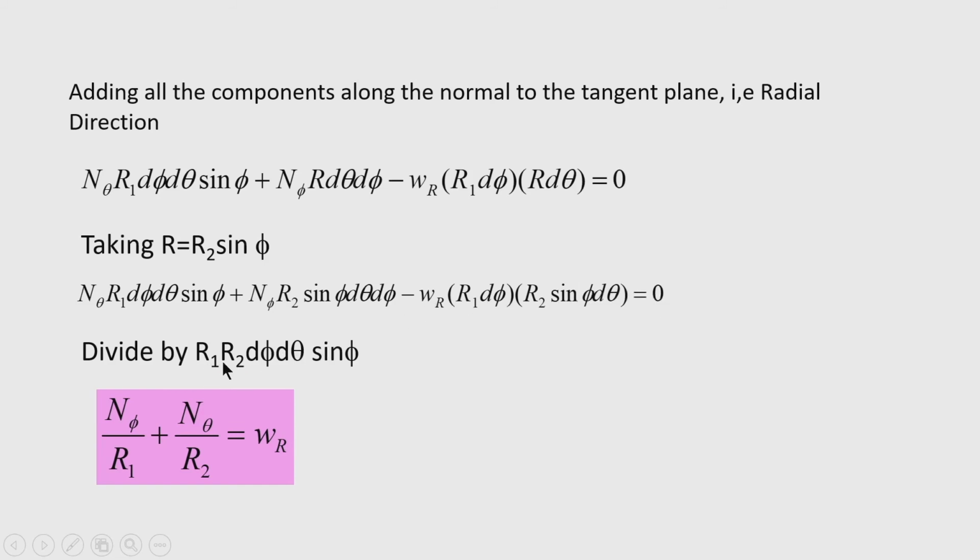So, divide throughout by r 1 r 2 d phi d theta sin phi. After dividing all the terms by this factor r 1 r 2 d phi d theta sin phi, we ultimately arrive at this equation: n phi by r 1 plus n theta by r 2 equal to W r. So, you can see the equilibrium equation in the third case, that is when we summed up all the forces along the radial direction, is an algebraic equation, not a differential equation.